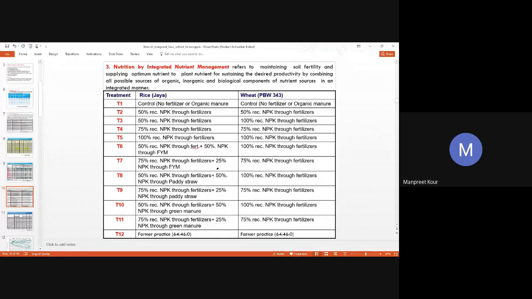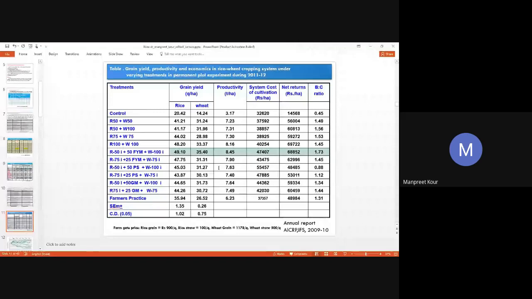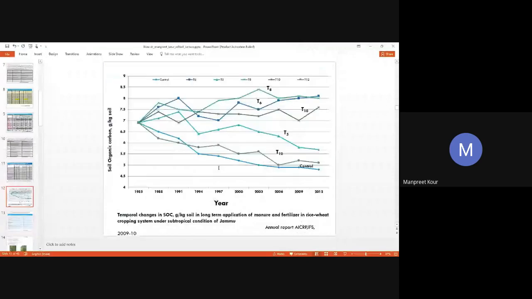Next slide, please. It has been seen that this T6 treatment has better results in the form of productivity, system cost of cultivation, benefit cost ratio, and moreover, next slide, please. This is a very important graph. The readings have been taken from 1985 to 2012 by pooling 3 years data.